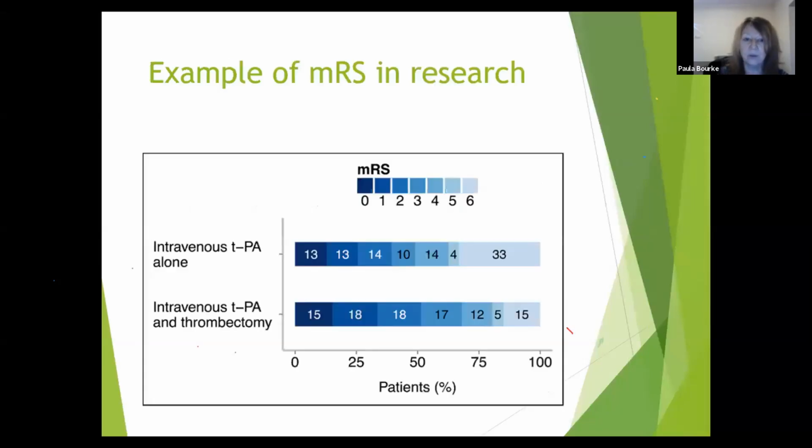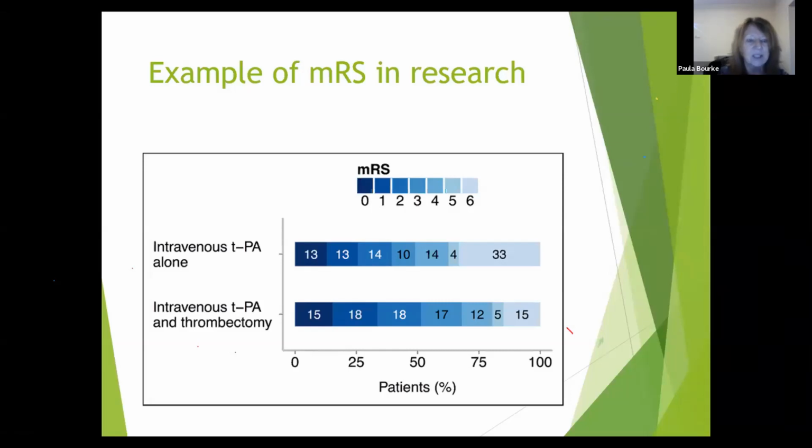And if you don't do the training on the modified Rankin score, you might score it differently or go, oh, well, he needs a stick. Actually, I'll give him a 4. Where actually, no, as long as he's got a stick and does it himself, he's fine. He's a 3. And you can see how important it is because this is the research that comes out.